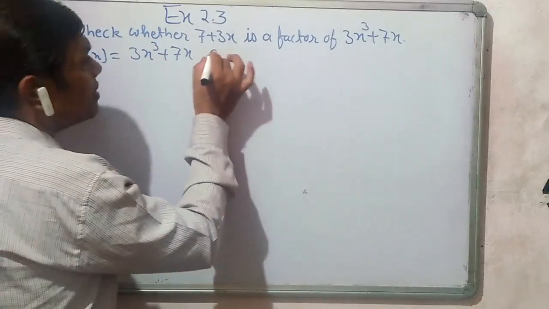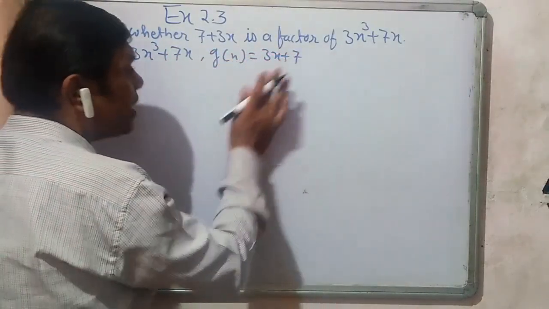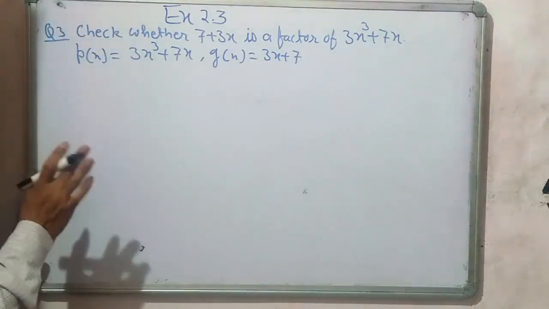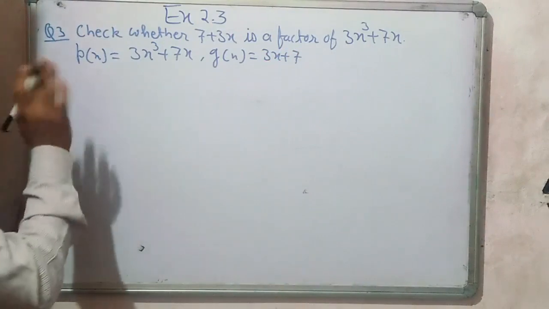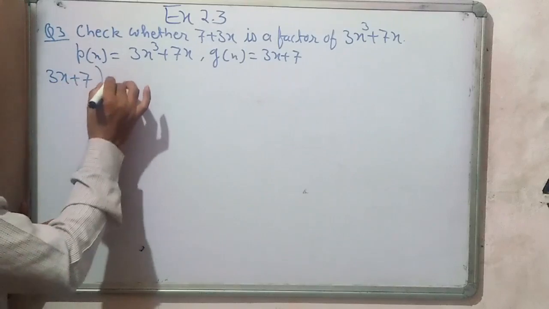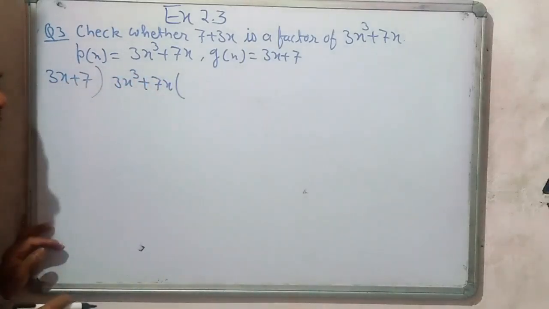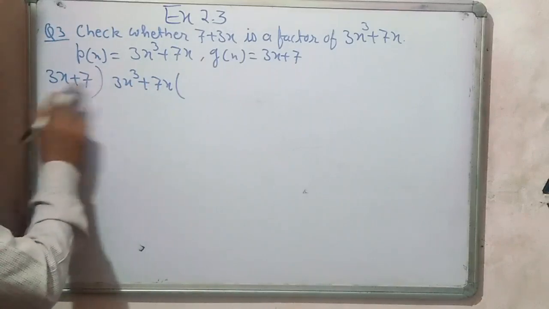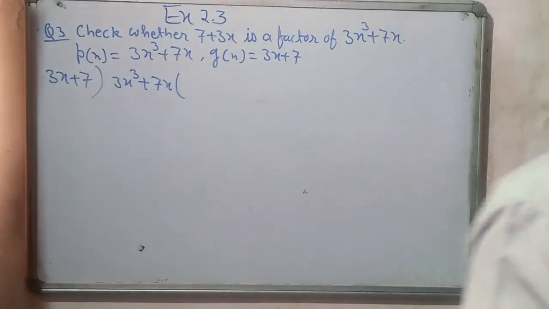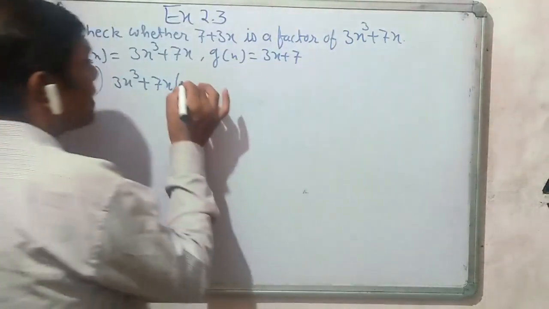What is our divisor? 3x plus 7 in standard form. Right? To check, we can do it both ways. Let us divide first. 3x plus 7, 3x cube plus 7x. 3x cube upon 3x, largest degree term divided by largest degree term. What we get is x square. Yes, of course, we are getting x square.